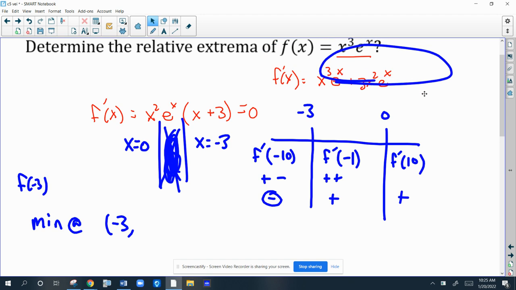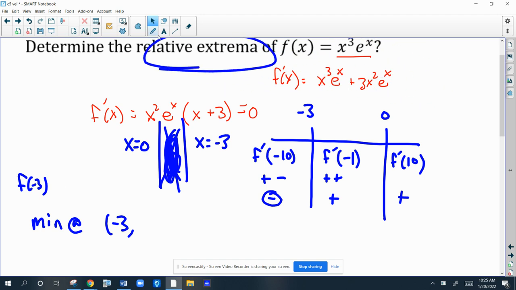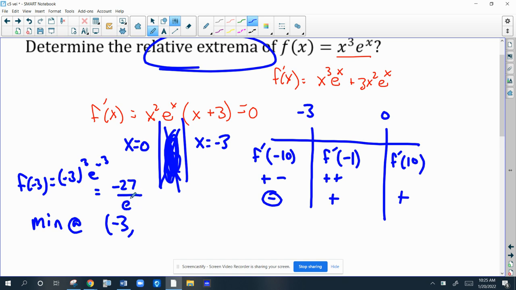would be negative 3 cubed times e to the negative 3. Now, negative 3 cubed is negative 3 times negative 3 times negative 3, which is negative 27. And e to the negative 3 is 1 over e to the positive 3. So that's the y value of the minimum. There you go.